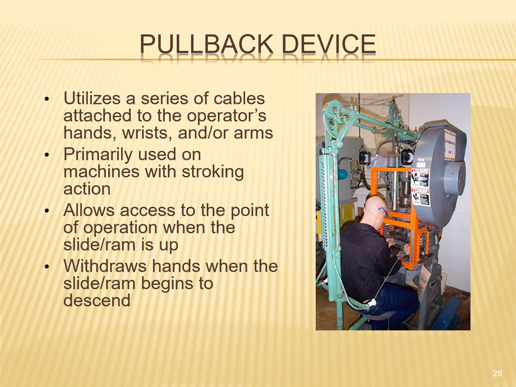Pullback devices utilize a series of cables attached to the operator's hand, wrist, and/or arms, primarily used on machines with a stroking action. It allows access to the point of operation when the slide arm is up, and withdraws the hands when the slide arm begins to descend. And this here is the pullback device on the operator's arm.